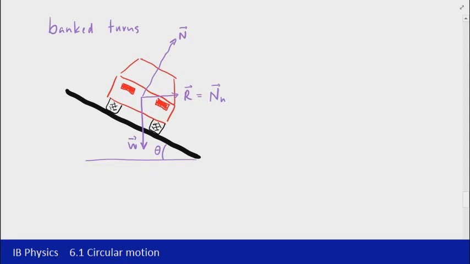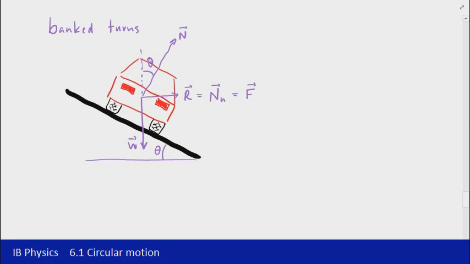Now that horizontal force is the horizontal component of the normal, and again, if we know the weight, we can figure out the vertical component of the normal. So if we know angle theta down the bottom here, that's going to be the same as the angle that the normal is away from the vertical. So we can use trigonometry to figure out what the resultant force is. That's the horizontal component of the normal, and that's actually providing the centripetal force to keep that car moving in a circle.